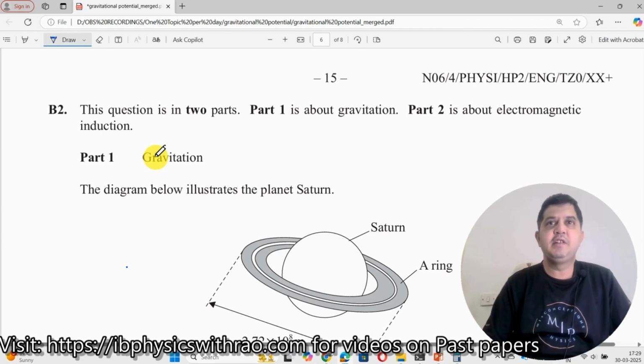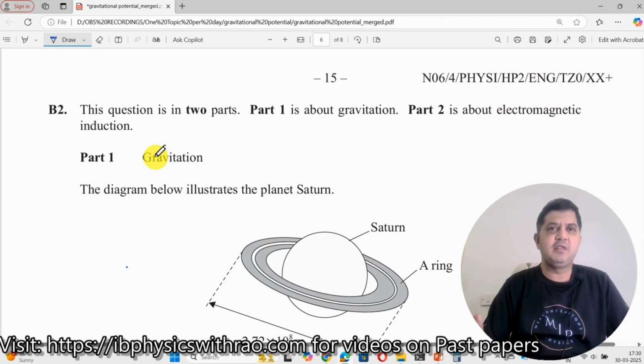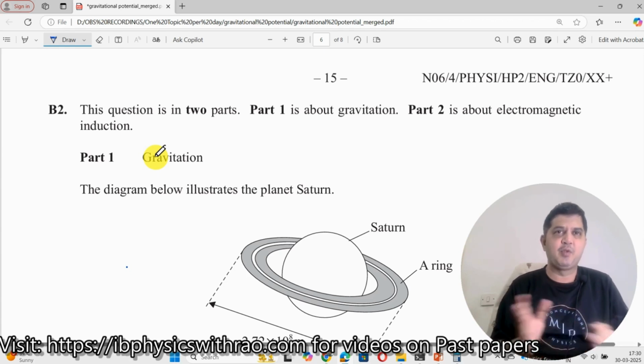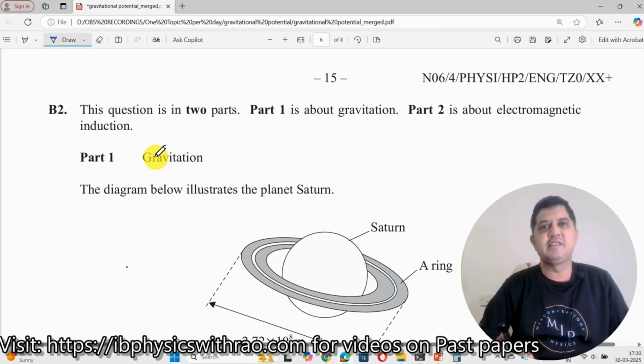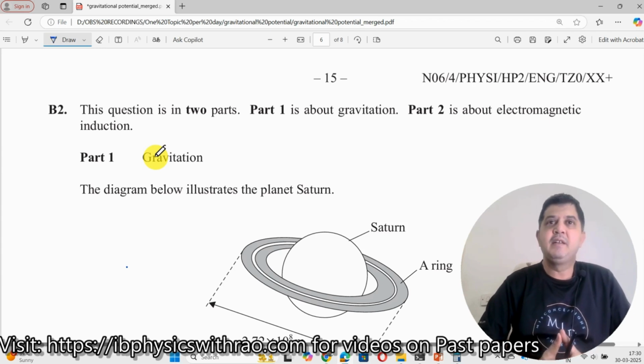This question is on gravitational field and gravitational potential, and part of it also explains using escape velocity and orbital velocity, and somewhere in the later part the last question relates to a little bit of astrophysics. So in total this is not only about gravitational potential, it's about the complete gravitational chapter. A good question which helps you understand all the concepts related to gravitation. This question is taken from 2006 November.